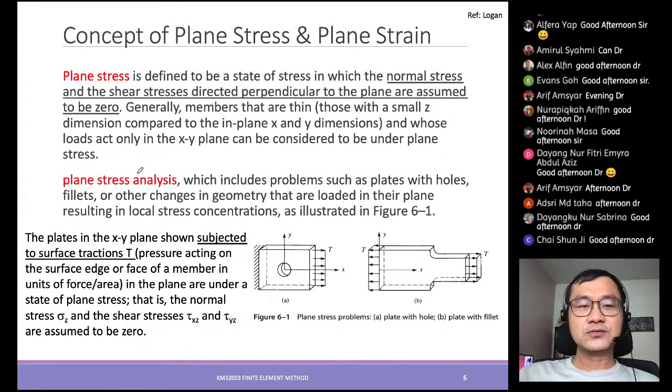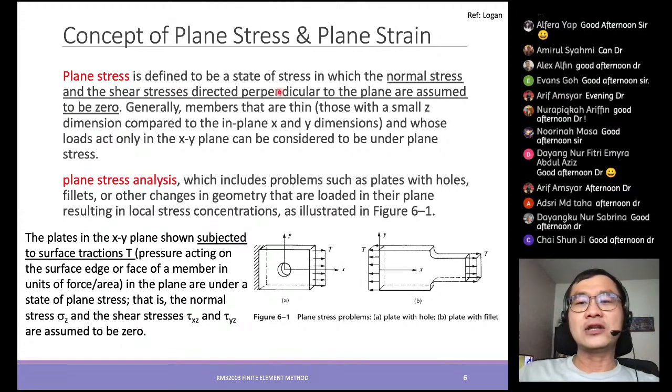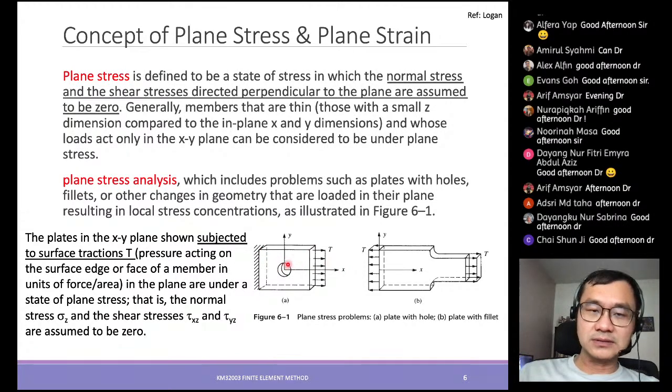So here first we will introduce you to the plane stress concept, or plane stress analysis. In plane stress cases, it is defined as a state where the normal stress and the shear stress perpendicular to the plane are zero. So you can see that this is the plane of the structure itself. When the normal stress and the shear stress are perpendicular to this plane, they are assumed as zero.